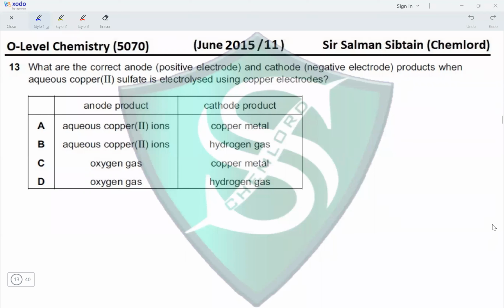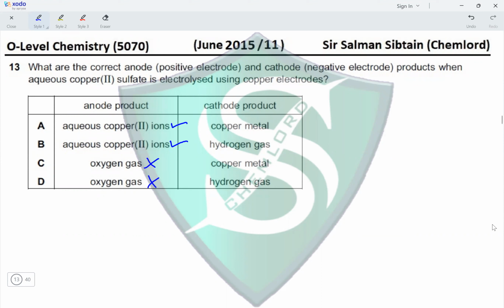Question 13. What are the correct anode and cathode, positive and negative electrode products when aqueous copper(II) sulfate is electrolyzed using copper electrodes? So, anode is where oxidation occurs. The product would be the copper anode dissolving, producing copper ions. This eliminates options C and D.